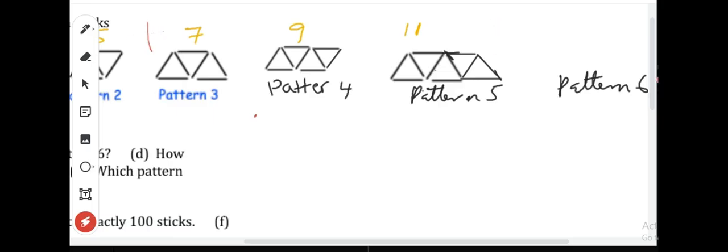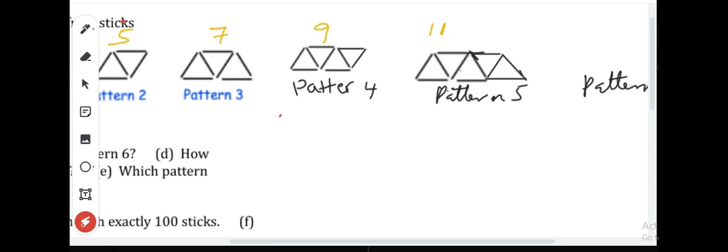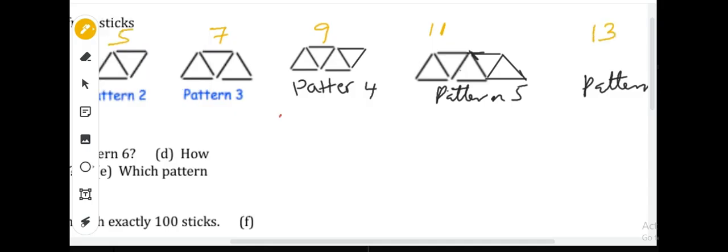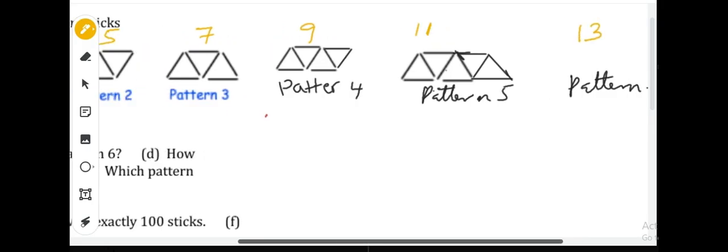This is plus 2. 5 plus 2 to give 7. 7 plus 2 to give 9. 9 plus 2 to give 11. 11 plus 2 to give 13. So this one would have 13 sticks as pattern 6.